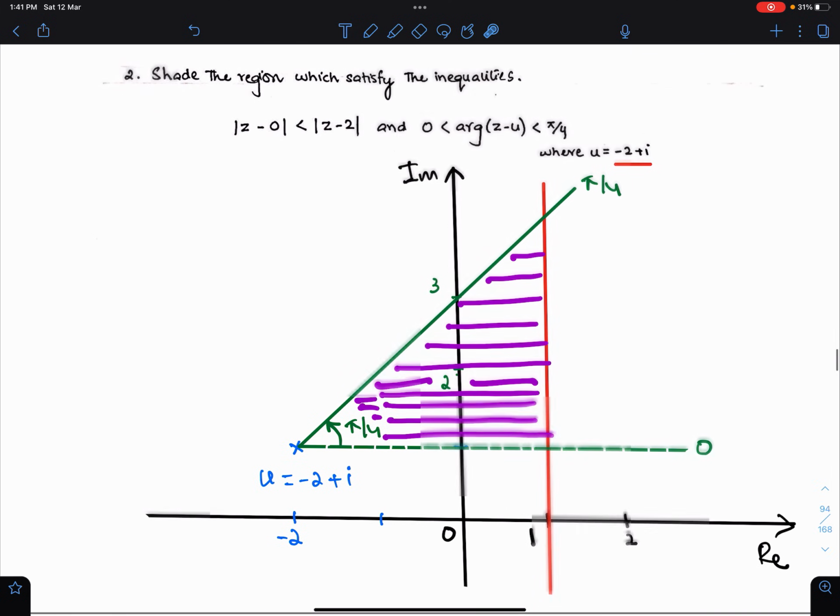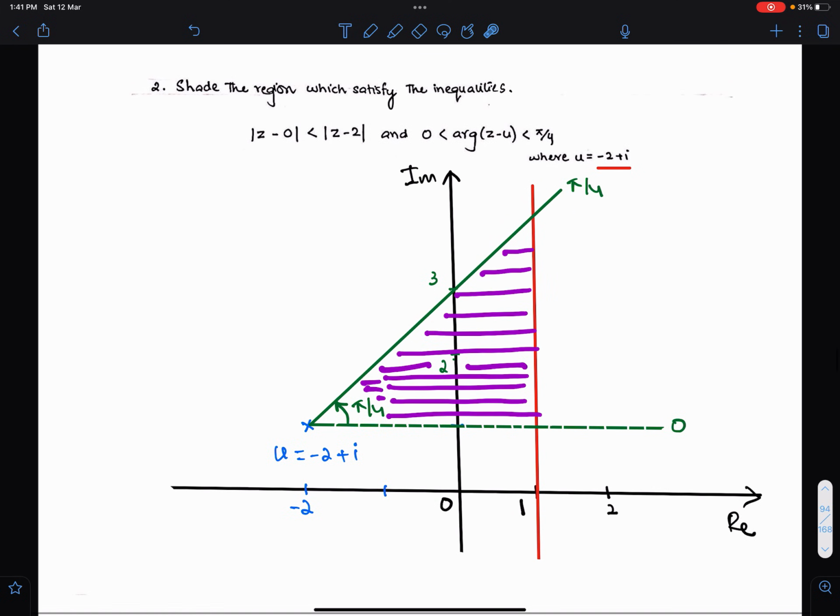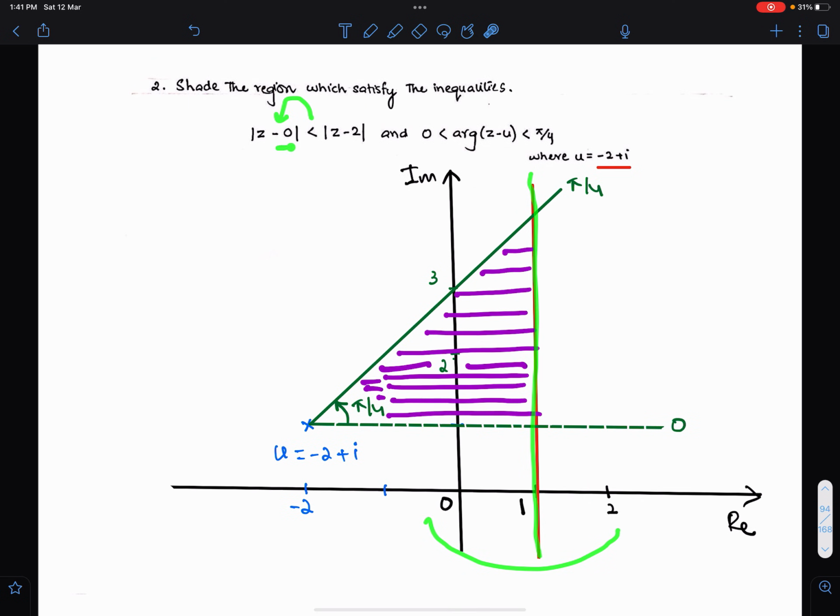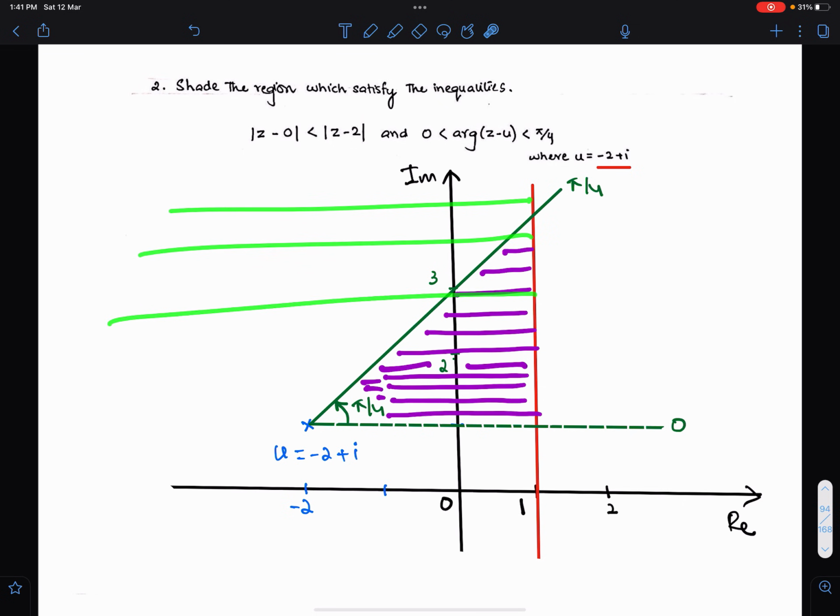Next question. Shade the region which satisfies these inequalities. So first we have to draw the bisector of 0 and 2. So this red line is the perpendicular bisector of these two complex numbers 0 and 2. And according to this inequality, we have to shade the 0 side of the bisector, meaning this is the required shading.